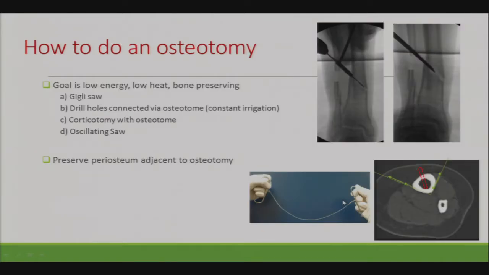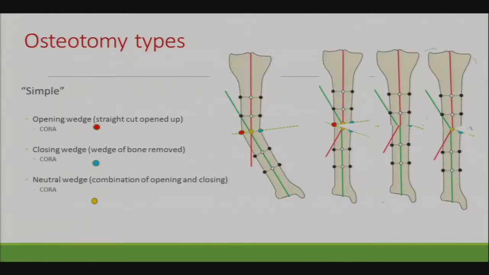The real key, though, is you're trying to do as little damage as possible to the bone and soft tissue. You want to do this with low heat, bone preserving, and sort of low energy. Most of you are familiar with these simple osteotomy types, the opening wedge, closing wedge, and neutral wedge. I've sort of drawn these so you can see the differing effects. So in general, the opening wedge, if it's done acutely, often requires bone graft. Closing wedge typically does not. In the neutral wedge, you may have some bone you can translate to the other side.